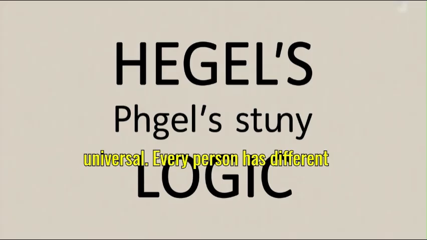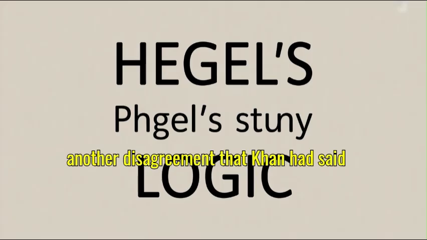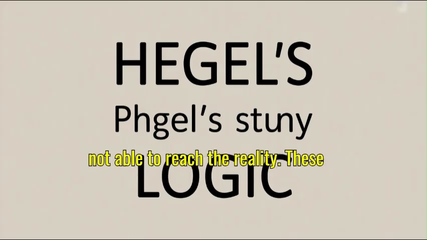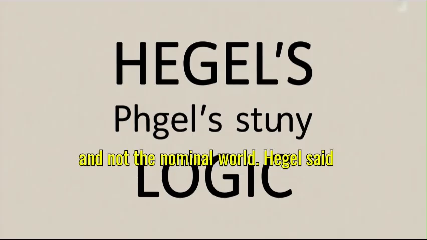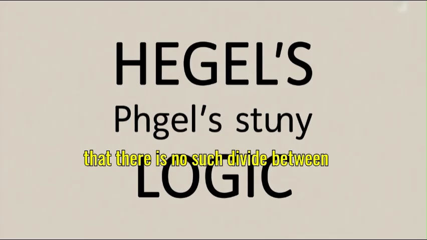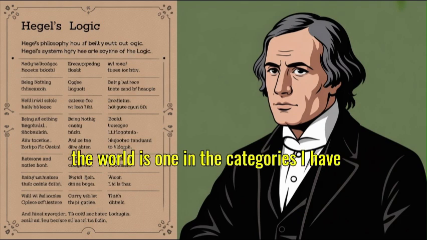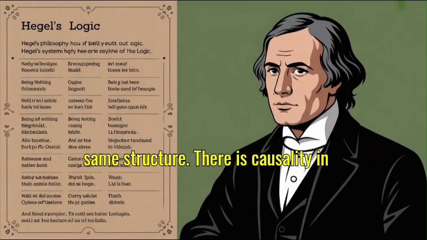Categories are not universal. Every person has different categories in his mind. And Hegel made another disagreement: Kant had said that even after using my categories, I am not able to reach the reality. These categories show me the phenomenal world and not the noumenal world. Hegel said that there is no such divide between noumenal and phenomenal. No, the world is one, in the categories I have in my mind, brother. Reality also has the same structure.